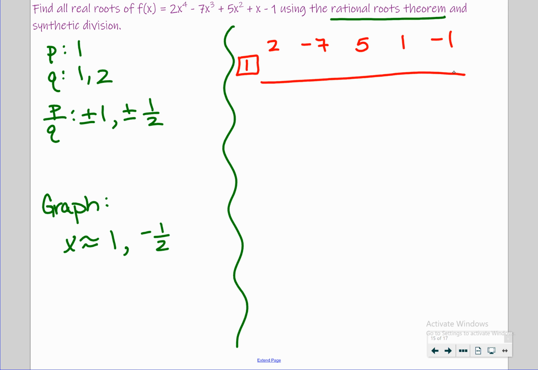Okay. So I'll bring down my 2, multiply, add, multiply, add, multiply, add, multiply, add. Okay. So I got a remainder of 0. That's what we want. My first answer is 1. Okay, now what do I do?